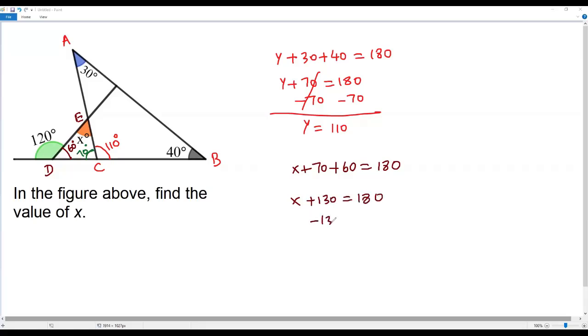So let me subtract 130 from both sides to solve for x. When I do so, this positive 130, negative 130 will cancel out. When I subtract 130 from 180, I'm getting 50. So now I got the value of x. The value of x is 50.